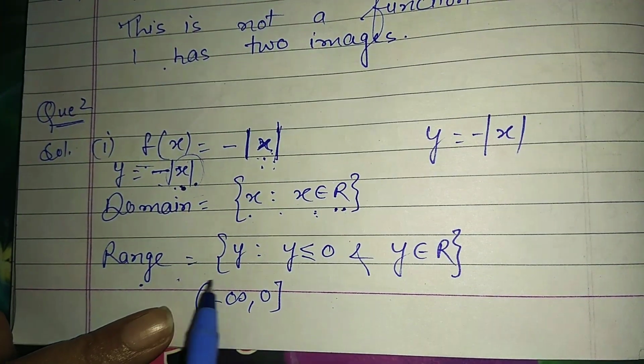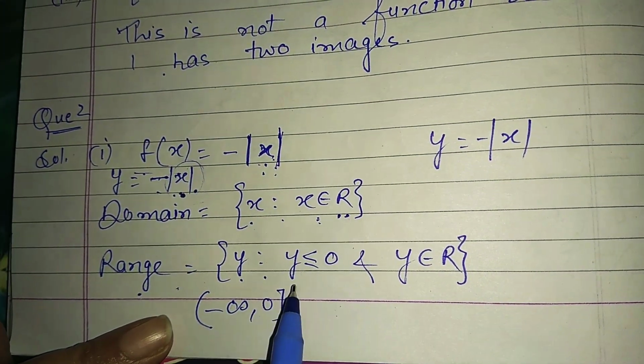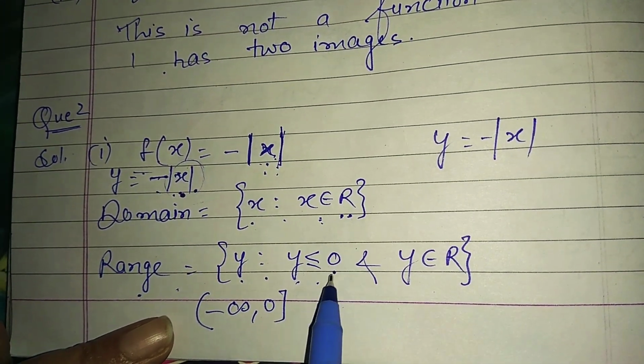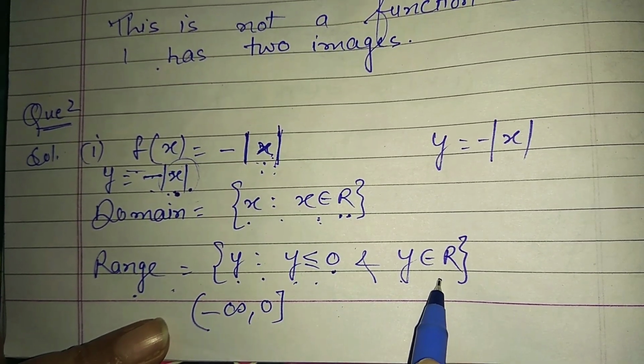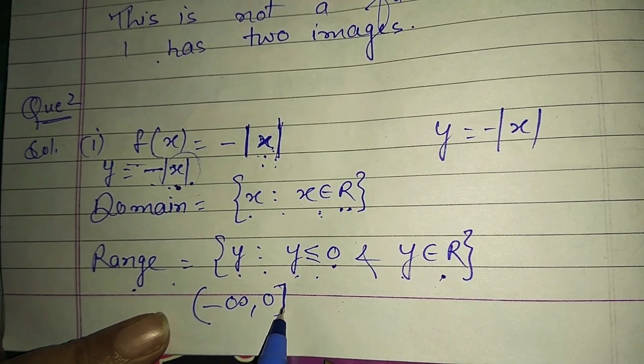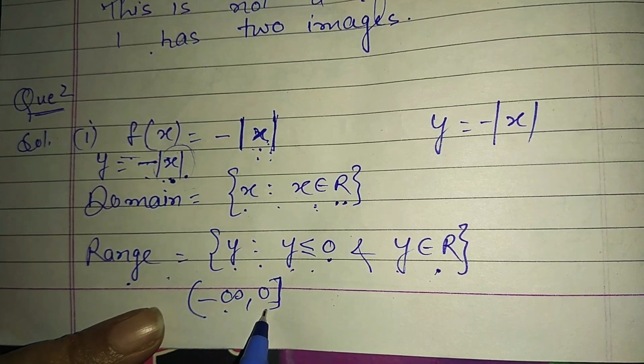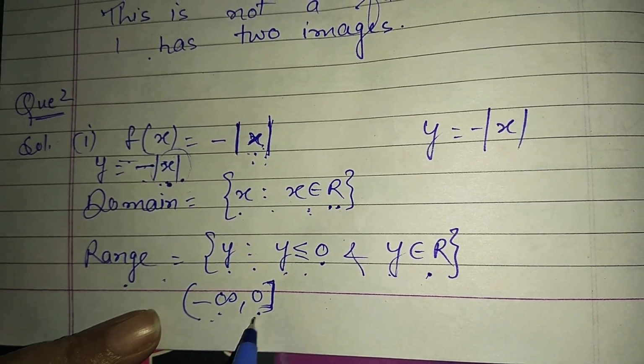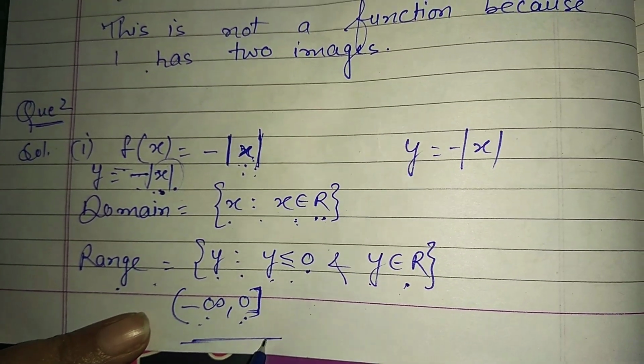So what is the range of this function? y is such that y is less than or equal to 0 and y belongs to R. Or you can write it in this form: minus infinity to 0, in interval form. You can write it in interval form.